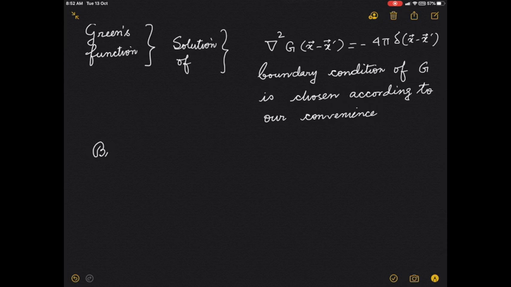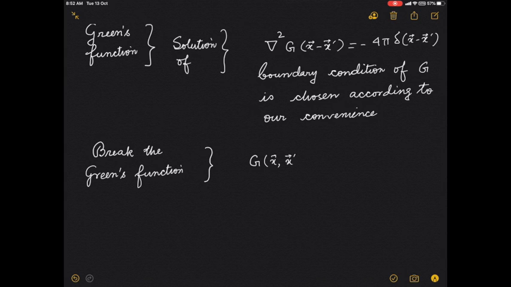Further, we did one more thing. We said that we can break G into two parts. One of these, so let me write G, so that is x prime. One of these I call G prime, other I call F.